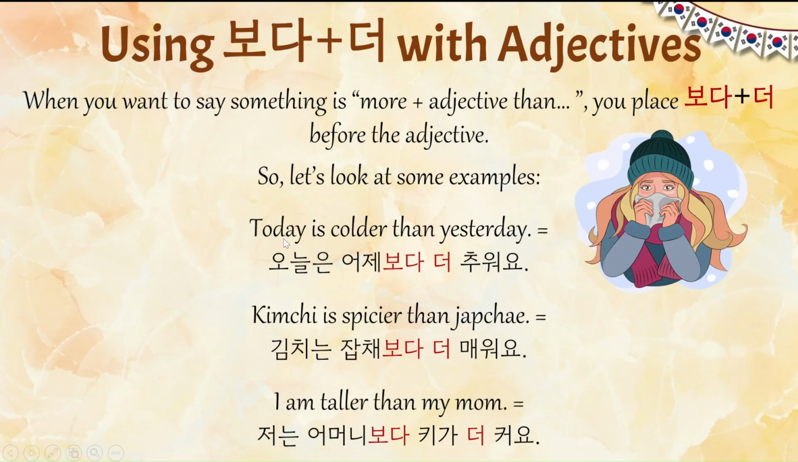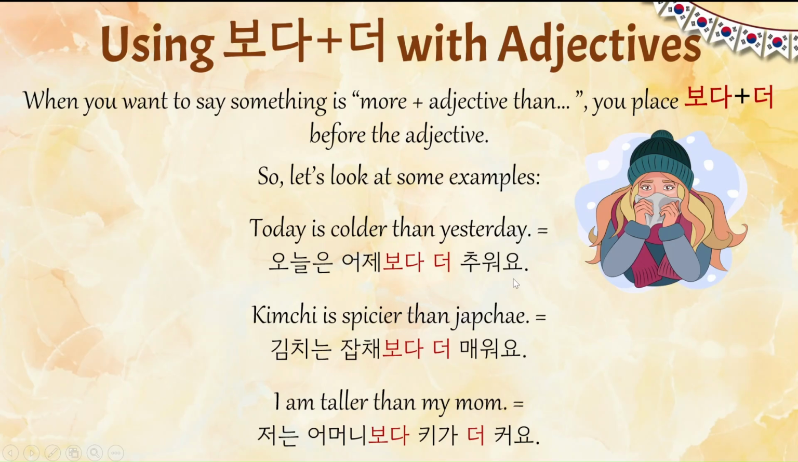So you're comparing today with yesterday. So 보다 is going to be attached to 어제. 어제 is yesterday. So it becomes 어제보다. Than yesterday. Now you have to say colder than yesterday or more cold than yesterday. So you are going to use 더 for that. So 어제보다 더, more than yesterday. More cold than yesterday or colder than yesterday is 어제보다 더 추워요.